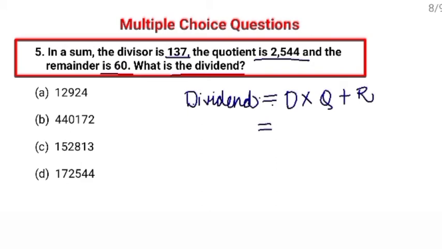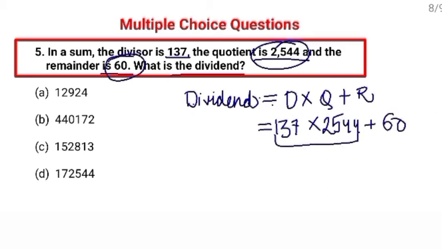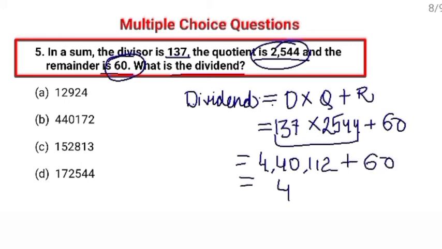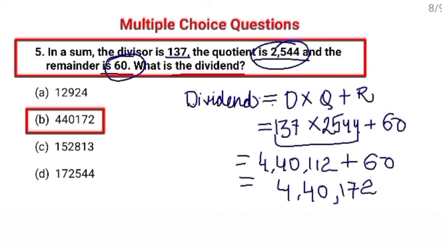Here the values: divisor is 137, multiplied by quotient 2544, plus remainder 60. When you multiply these two numbers, you will get 4,40,112, plus 60. Now add them. This is 4,40,172. So which option is correct? 4,40,172. Option B is correct.